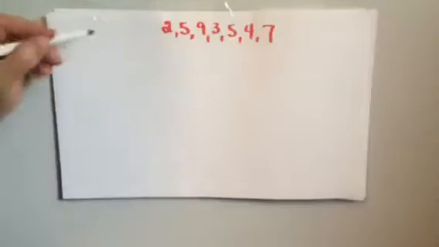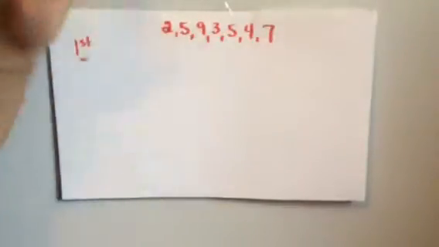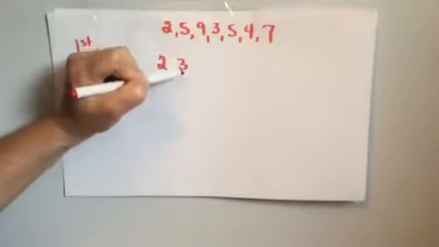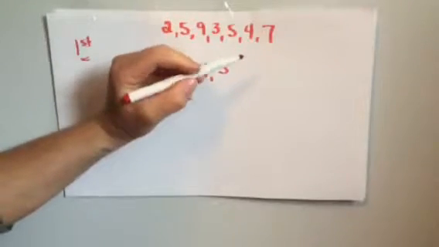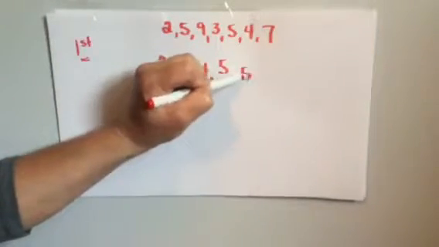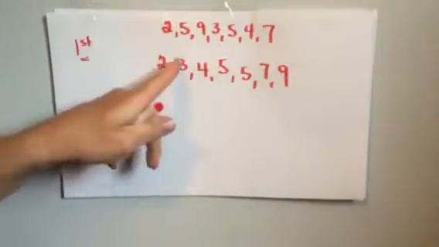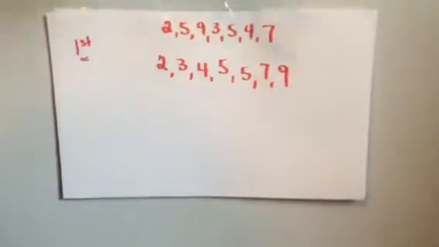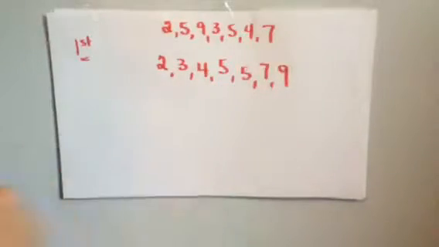So the first step would be to take these numbers and list them from least to greatest. If I'm going to do that, it would be 2, 3, 4, 5, 5, 7, and 9. So I still have 1, 2, 3, 4, 5, 6, 7. Make sure we have all the numbers included. You'll see that there are actually two 5s here, and you still want to list the two 5s when you're listing them from least to greatest.